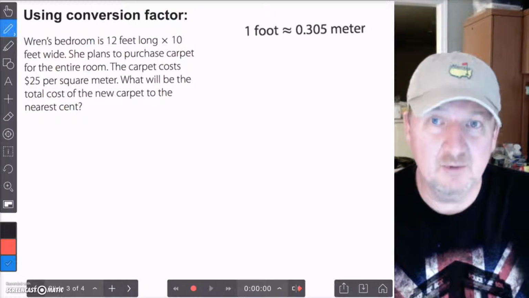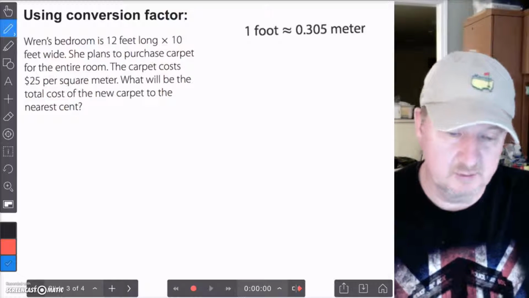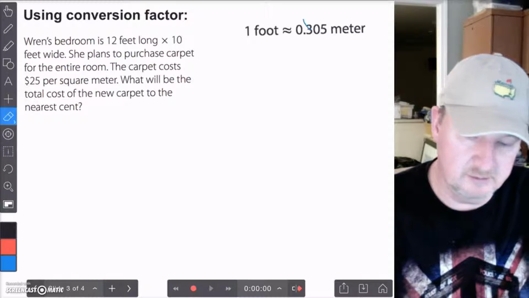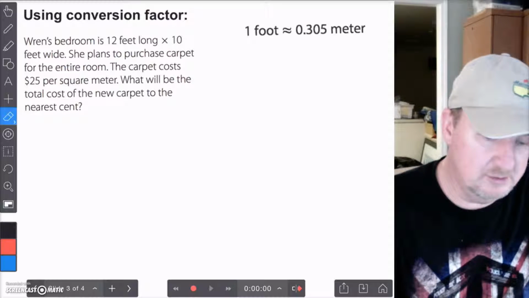Now we're going to use the conversion factor. Oops, I wrote on that, didn't really want to. Let me erase that. So here is the situation.